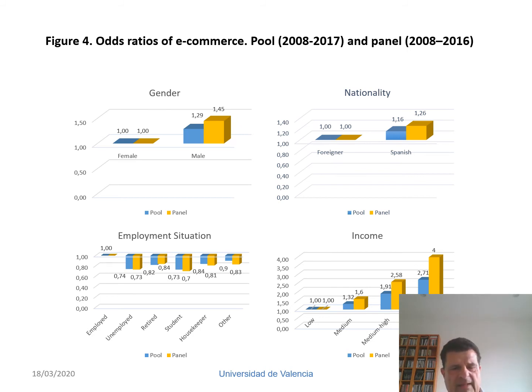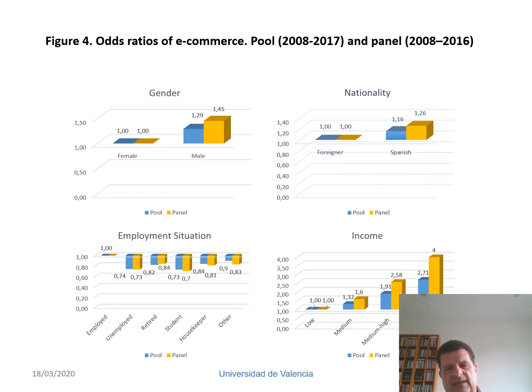Then again, if you go to the employment situation, this is something that is less clear because it is coded in a different way. It is not 0, 1, but in any case, it is clear typically that if you are employed, you tend to make more e-commerce, and if you are unemployed or you are a housekeeper or anything, you tend to do less e-commerce. And then the income is always important.